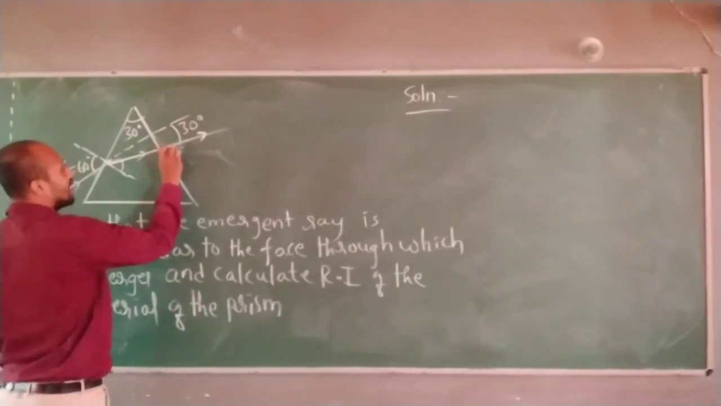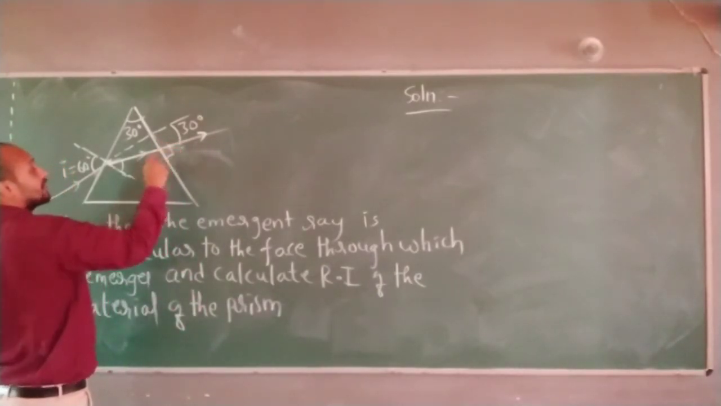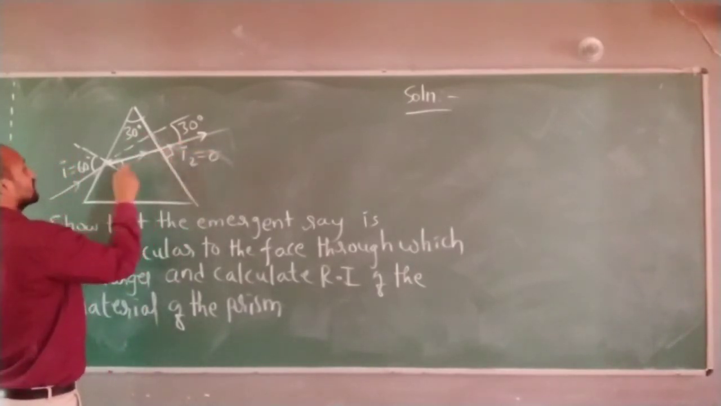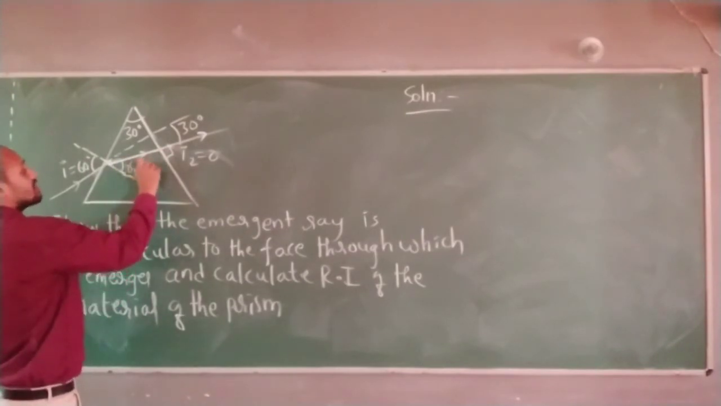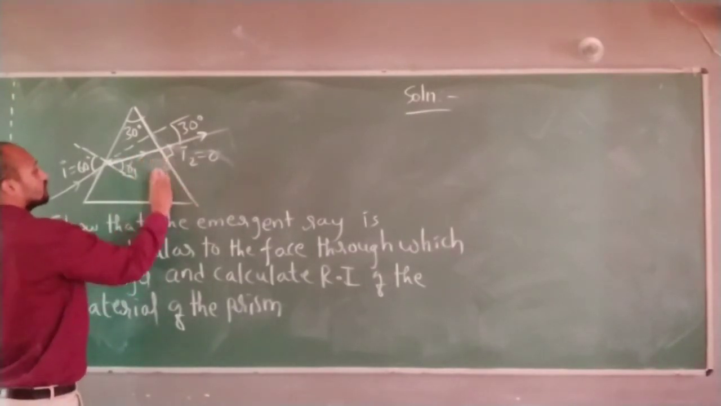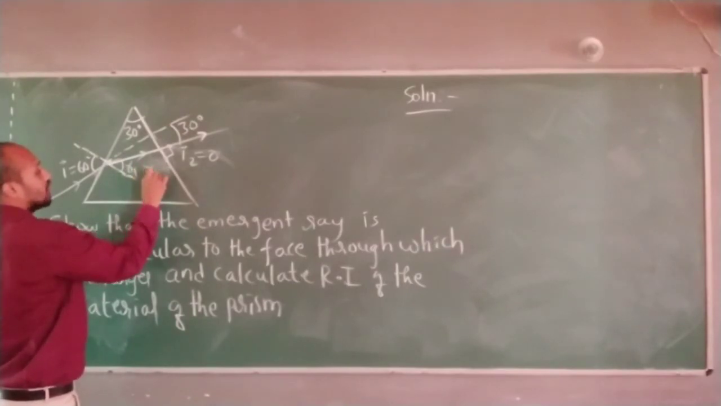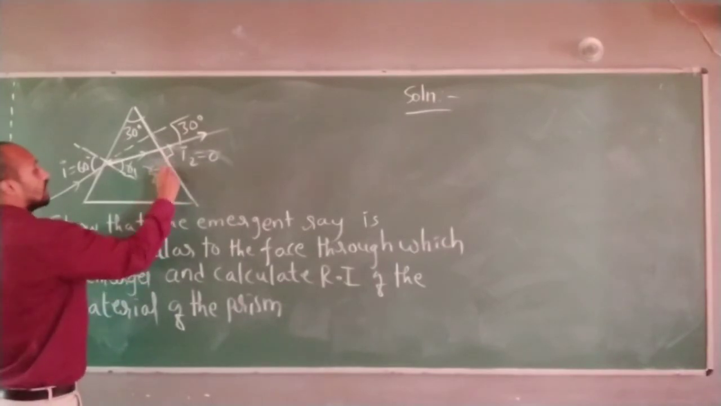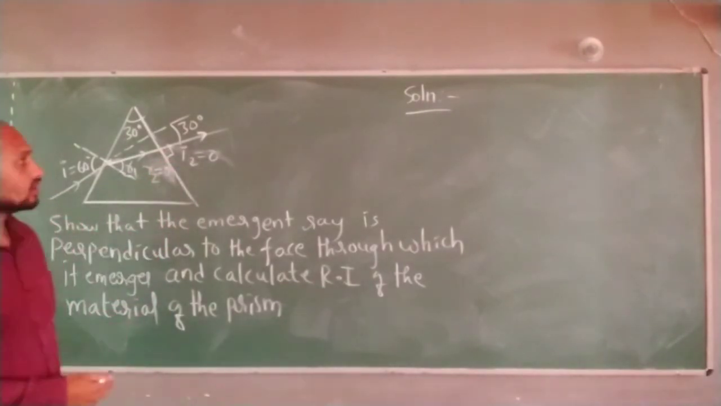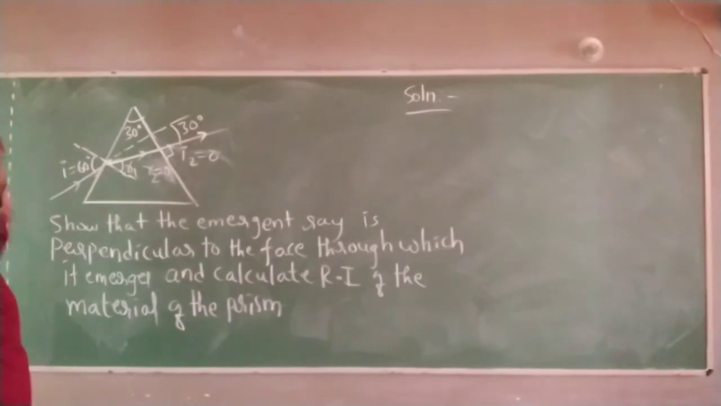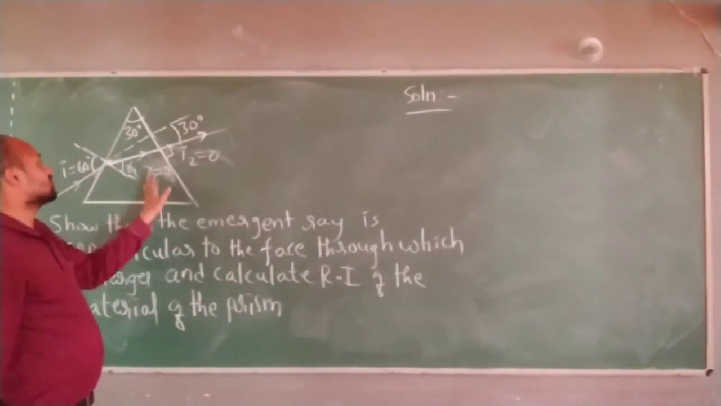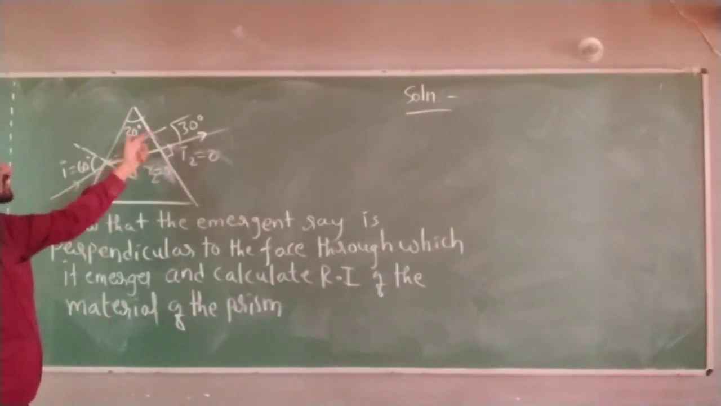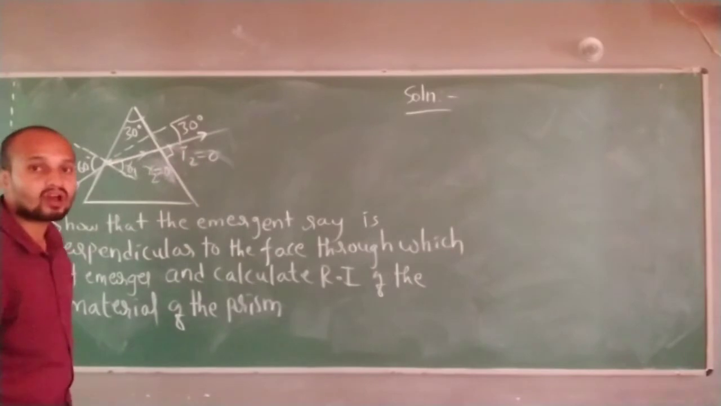You have to show that this is making perpendicular to this surface. That means I2 must get answer 0. When I2 is 0, let us take this is R1. Here R2 also has to be 0. R2 must be equal to 0. Got it now? So let us find that. I must prove that I2 is 0 or R2 is equal to 0, because the emergent ray is perpendicular, means it is passing through the normal.